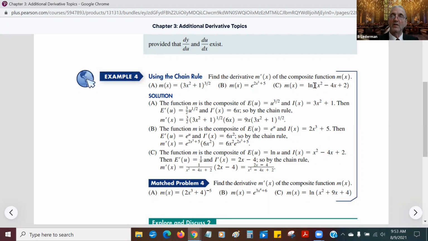And let's look at this guy here, the ln of this whole sucker here. Well, the inner guy there, that's the inner function, then the ln is the outer function. Now, the derivative of ln is 1 over the function. So the derivative of ln is 1 over whatever was inside, which is x squared minus 4x plus 2, times the derivative of what was inside, which is 2x minus 4. And my final answer is 2x minus 4 over x squared minus 4x plus 2.